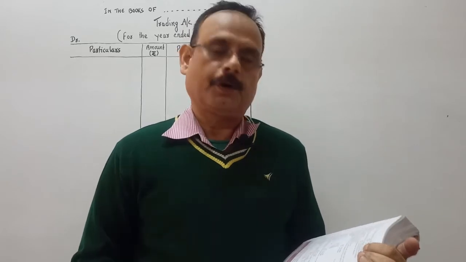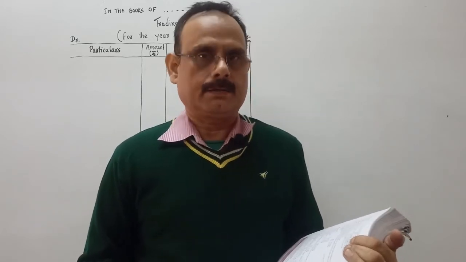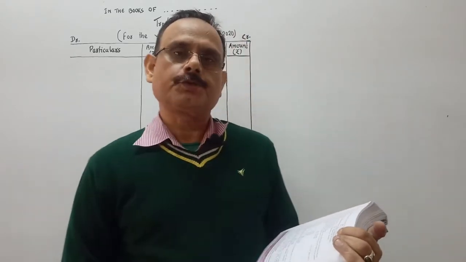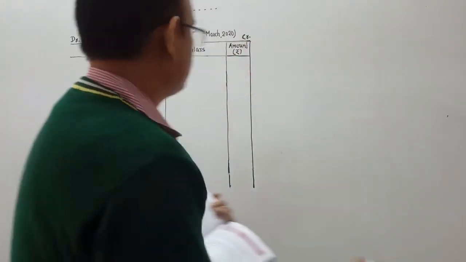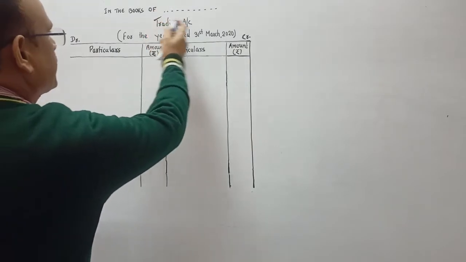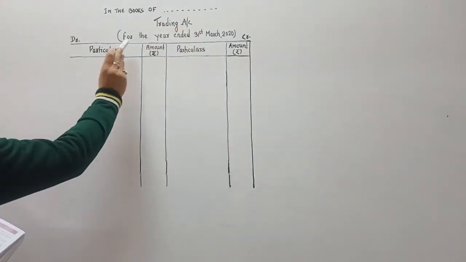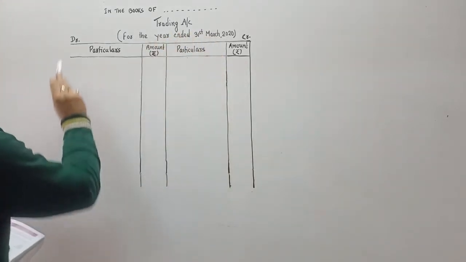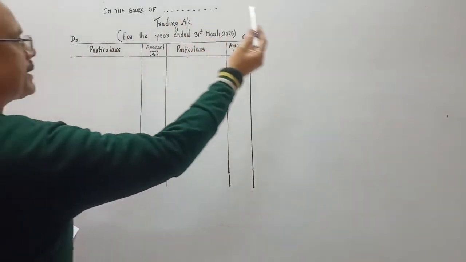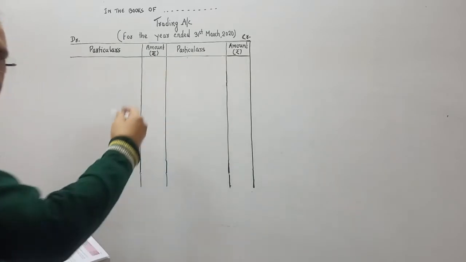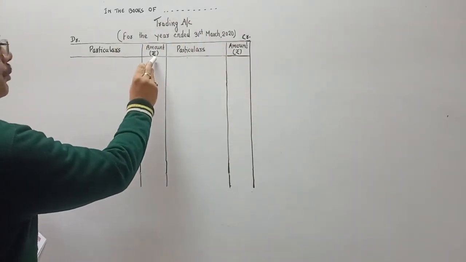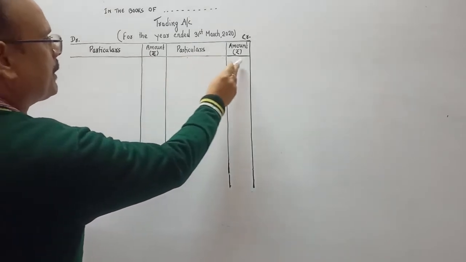From the following information, prepare trading account for the year ended 31st March 2020. So you again draw the format in the books of trading account for the year ended 31st March 2020. This side is your debit and right hand side is your credit. Left side debit and right hand side credit.